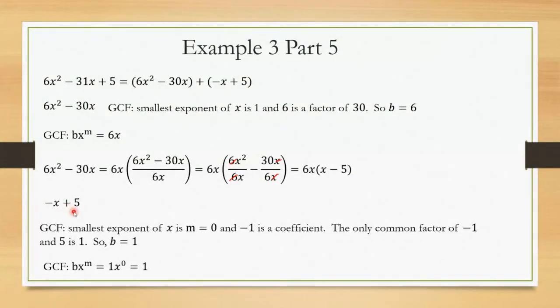In fact, any integer and its negative will have the same factors. Okay? So the greatest common factor among the coefficient negative 1 and the constant term 5 is 1. And m is 0, so the GCF here is 1. So that's what we get.